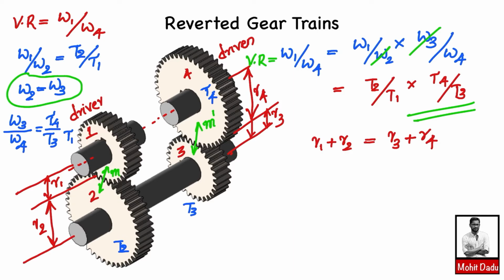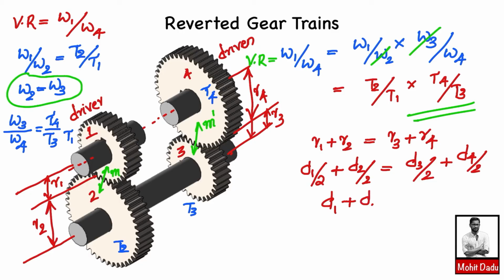So here I can write R1 is actually D1 by 2, diameter by 2, R2 is D2 by 2, R3 is D3 by 2 and R4 is half of D4 or D4 by 2. So from this you can write D1 plus D2 equal to D3 plus D4, the sum of these diameters. And you know that for gears, diameter is equal to the module into the number of teeth. For example, for the meshing between 1 and 2, I am calling the module m, and for the meshing between 3 and 4, it is m dash.